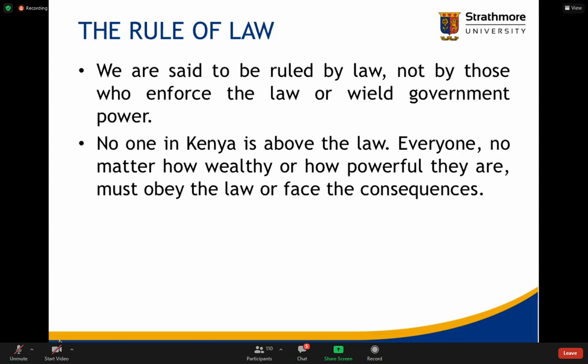About these issues of mwenye nguvu mpisho. So we are said to be ruled by law, not by those who enforce the law or wield government power. No one in Kenya is above the law. Everyone, no matter how wealthy, should abide by the law.